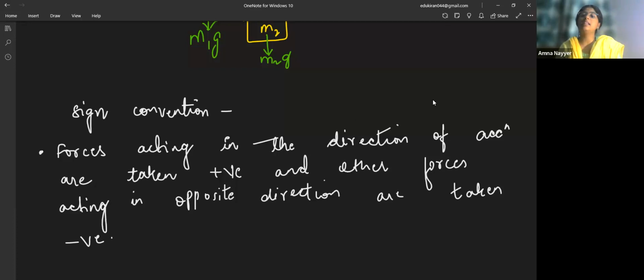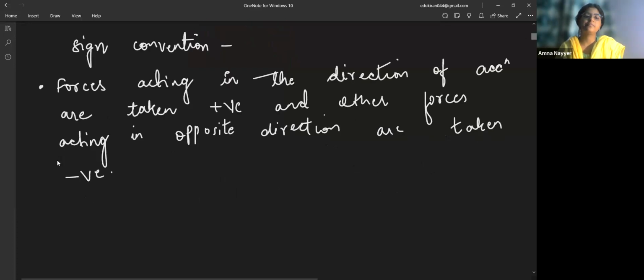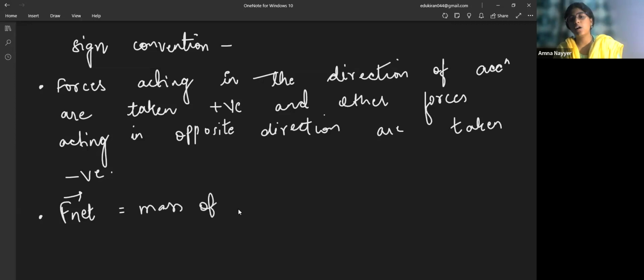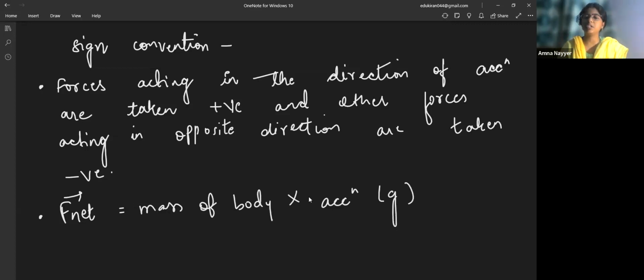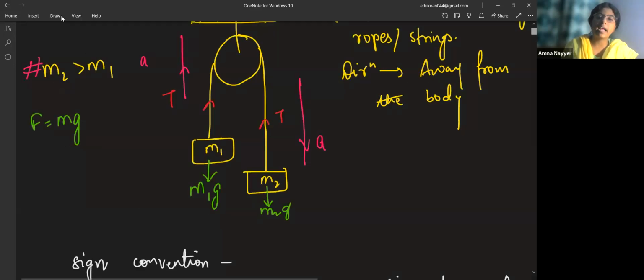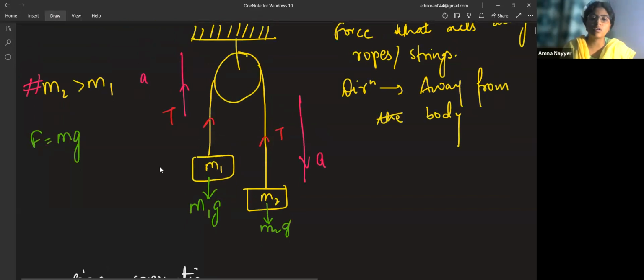All right. And the net force of the body is actually the mass of the body multiplied by acceleration, that is, acceleration due to gravity, which we assume. That's why we have assumed m1g, m2g. So let's write the equation for the first block. This is your first block. This is your second block. How do you write the equations of these?